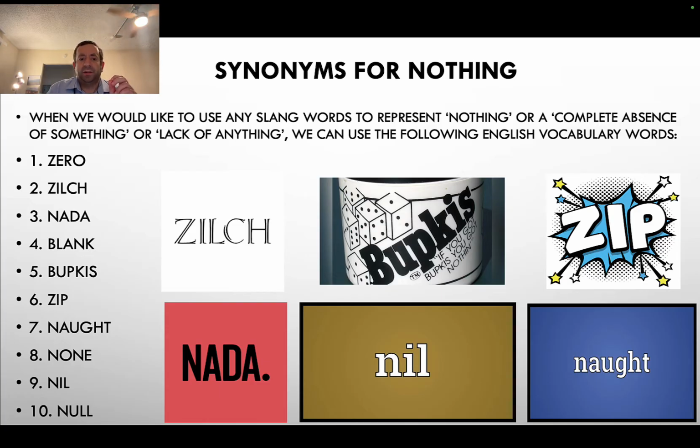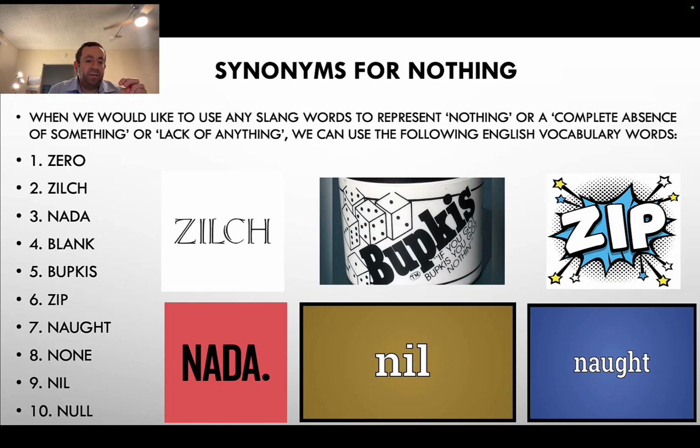So naught is another word for nothing. And then 8, I'm not sure if this is slang, but I put it in the top 10 here. None. I have none. You got none. We have none. There's none there, that type of thing. So none is not so much slang, but it is a synonym, so I put it on the list here at number 8.